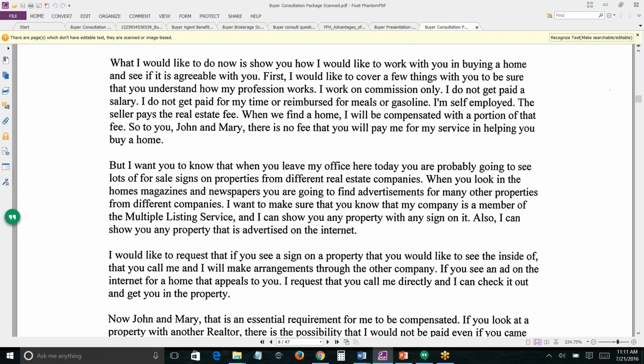You're going to find advertisements from many other properties from different companies. I want you to make sure that you know that my company is a member of multiple listing services. I can show you any property with any sign on it. I can show you any property that's advertised on the internet. There it is. There are home magazines.